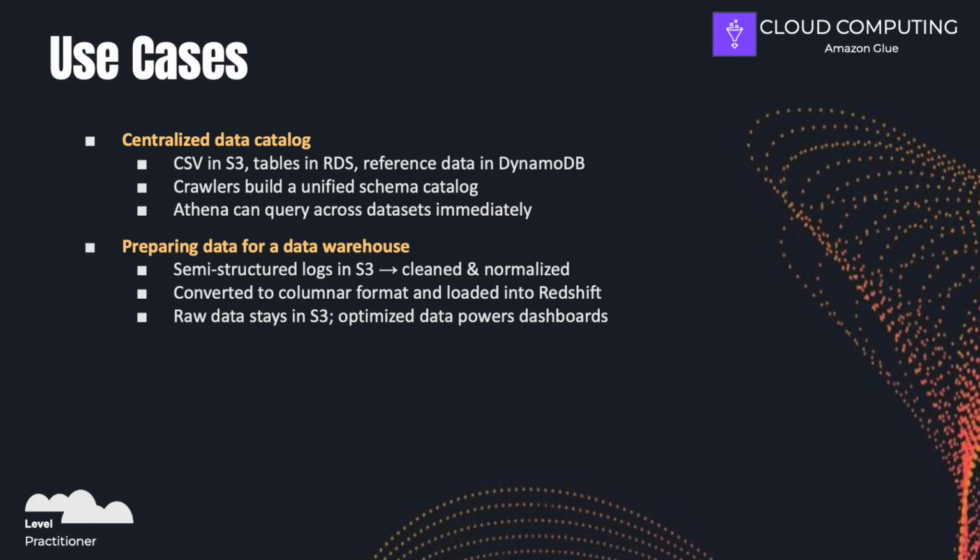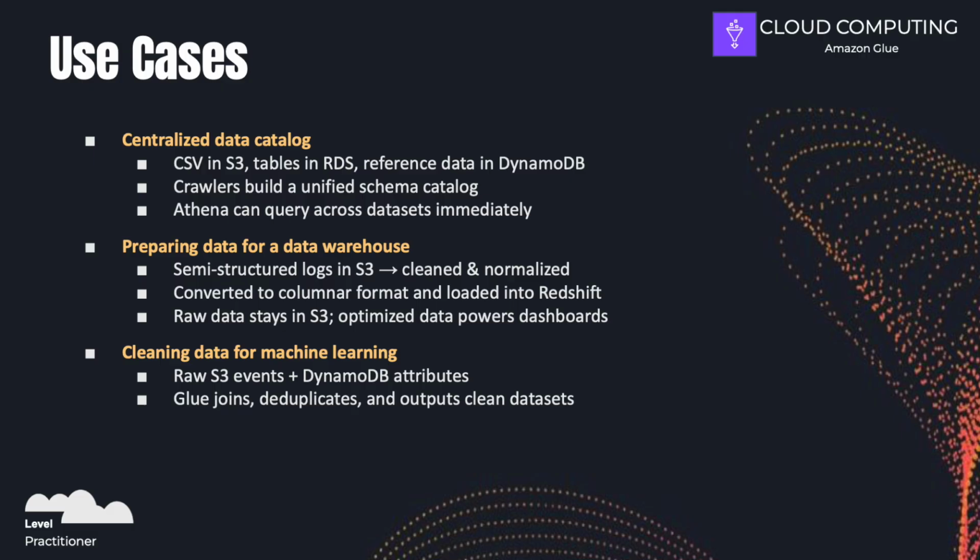Glue also excels in preparing data for machine learning. It can join raw events in S3 with user attributes in DynamoDB, remove duplicates or bad records, and output a clean, ready-to-train dataset, giving your data science team a scalable, repeatable pipeline as your data and features grow.